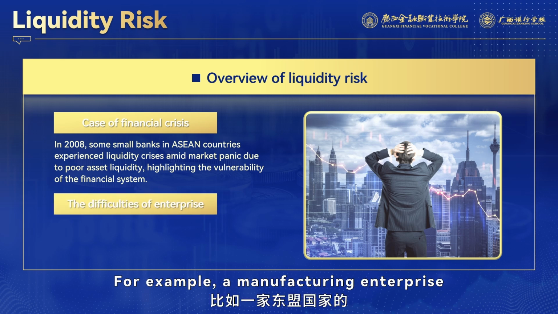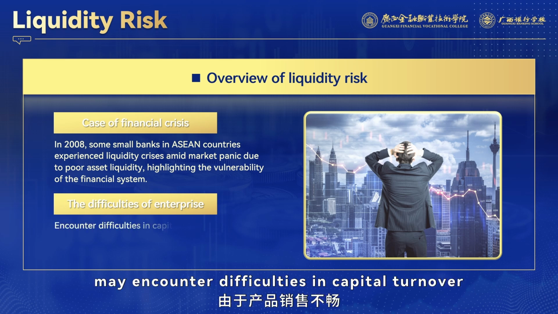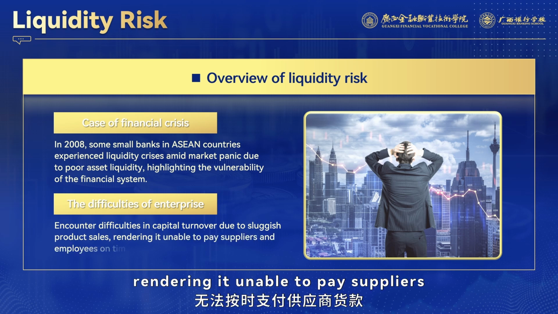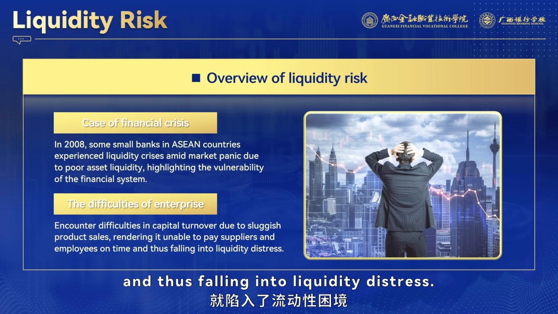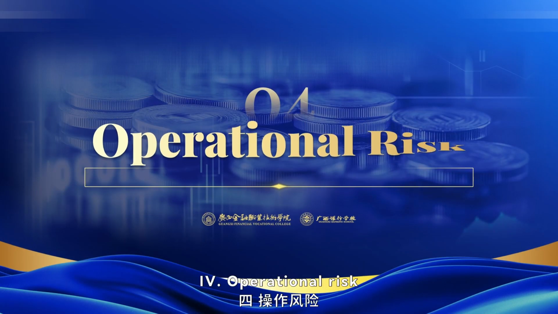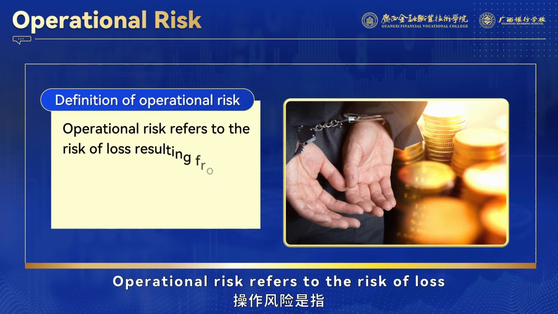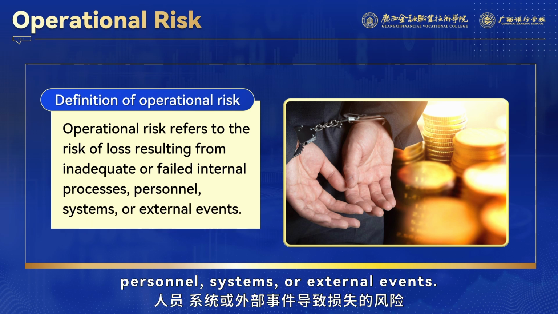Enterprises may also face liquidity risk. For example, a manufacturing enterprise in an ASEAN country may encounter difficulties in capital turnover due to sluggish product sales, rendering it unable to pay suppliers and employees on time and thus falling into liquidity distress. 4. Operational risk. Operational risk refers to the risk of loss resulting from inadequate or failed internal processes, personnel, systems, or external events.